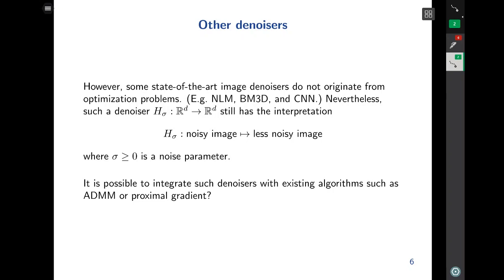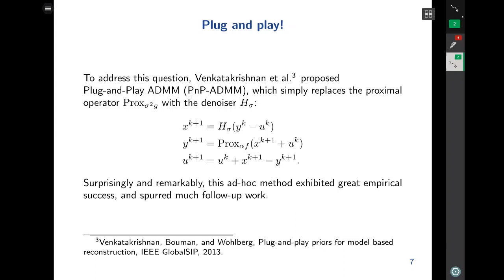Is it possible to integrate such denoisers with existing algorithms such as ADMM or proximal gradient? To address this question, Venkatakrishnan et al. proposed plug-and-play ADMM. Plug-and-play ADMM simply replaces the proximal operator with the denoiser h. Line number 2 and line number 3 are the same as what we had in regular ADMM. Only line number 1 is different, where we replace the proximal operator with respect to g with the denoiser h. Surprisingly and remarkably, this ad hoc method exhibited great empirical success and has spurred much follow-up work.